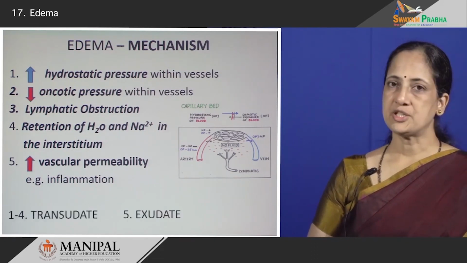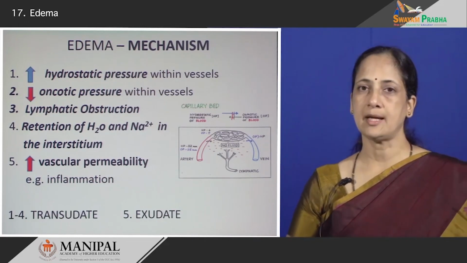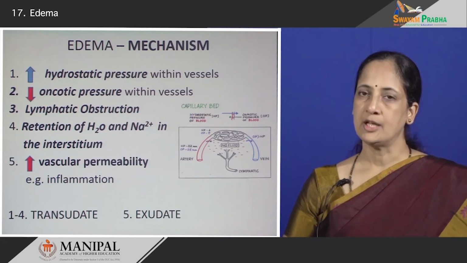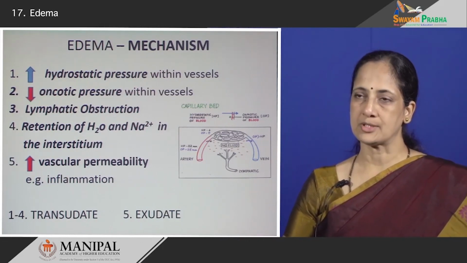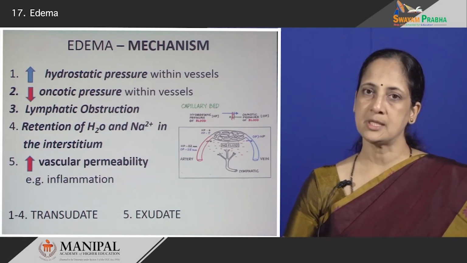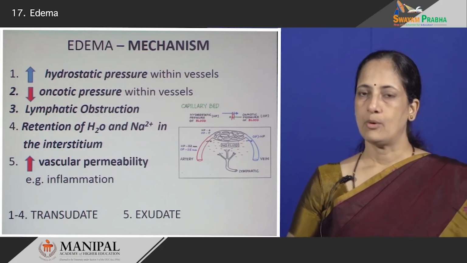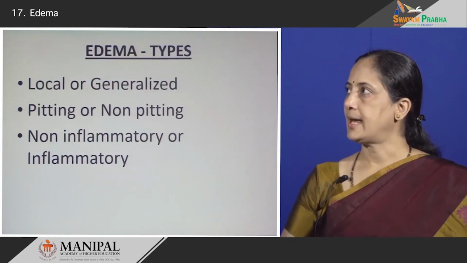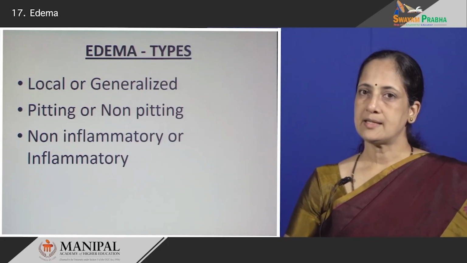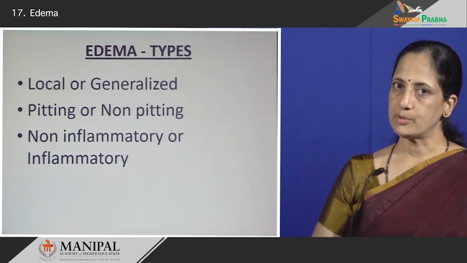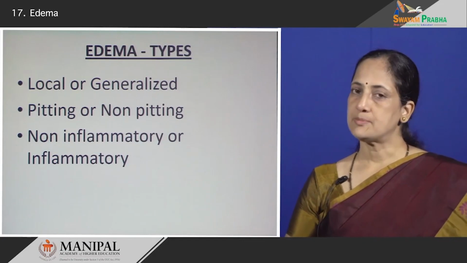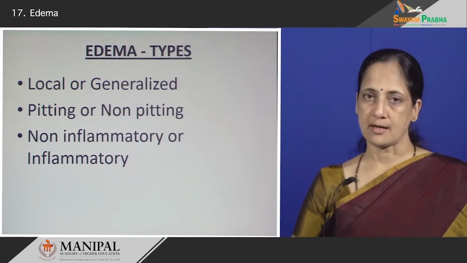In the first four conditions, where the semi-permeable capillary membrane does not allow the movement of the formed components of blood, you find mainly fluid moving out. Hence, in the first four situations, the fluid collecting in the interstitium is a transudate, whereas in inflammation, it is an exudate. Having now seen the basic mechanisms by which excess fluids accumulate in the interstitium, we will now look at the different types of edema that are seen in the clinical scenario.